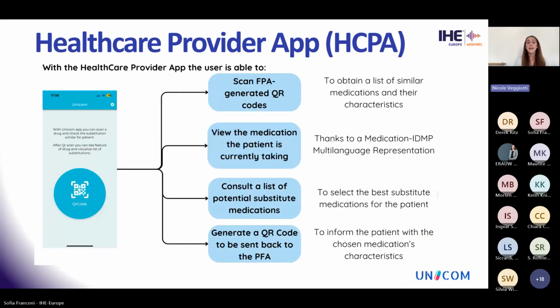Then with the healthcare provider app, the user is able to scan the patient-facing app generated QR code to obtain a list of similar medication and their characteristics. The provider can view the medication the patient is currently taking if the patient wants to. With the healthcare provider app, the user is also able to consult a list of potential substitute medication to select the best substitute medication for the patient, and here we have the man in the loop, and generate the QR code that needs to be sent back to the patient-facing app to inform the patient about the choice.